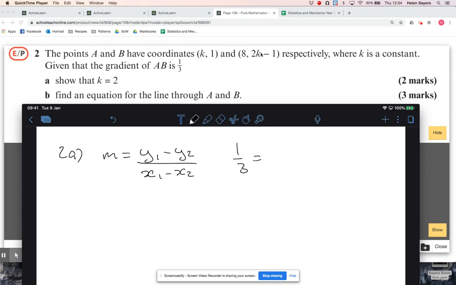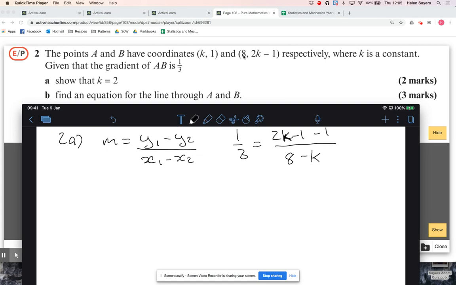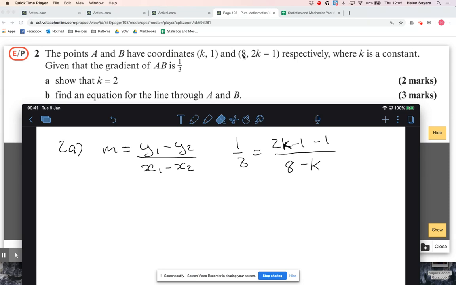So change in y is going to be 2k minus 1, and then minus 1. And then I just must be consistent. So when I do my change in x, I must also do this one, subtract this one. So that's going to be 8 minus k. That doesn't really look like a k there, does it? Make that look a little bit better. Okay, and then k is my only unknown, so it's just a case of tidying that up.